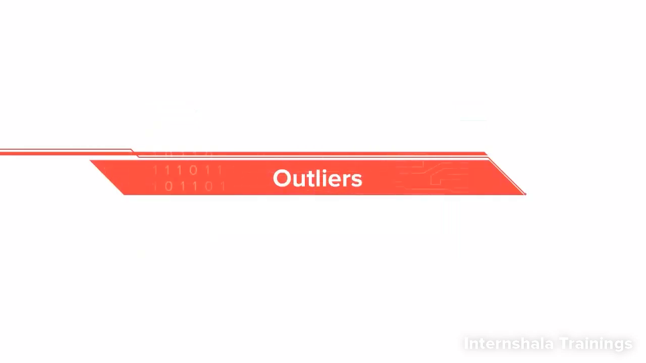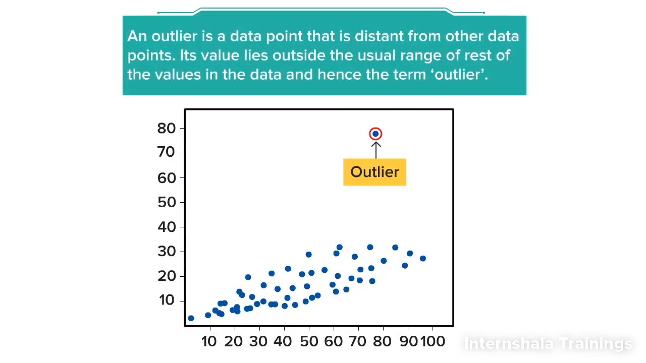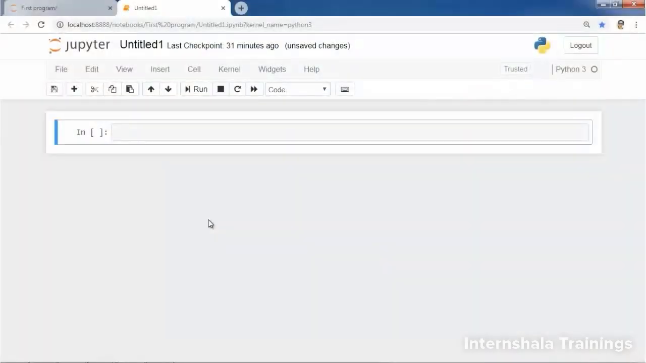First, let's understand what an outlier is. An outlier is a data point that is distant from the other data points. Its value lies outside the usual range of the rest of the values in the data, and hence the term outlier. For better understanding, let's plot a scatter plot for our target variable sale price with row IDs on the x-axis. For that, we write the code, and we must remember to import the matplotlib library before plotting the graph.